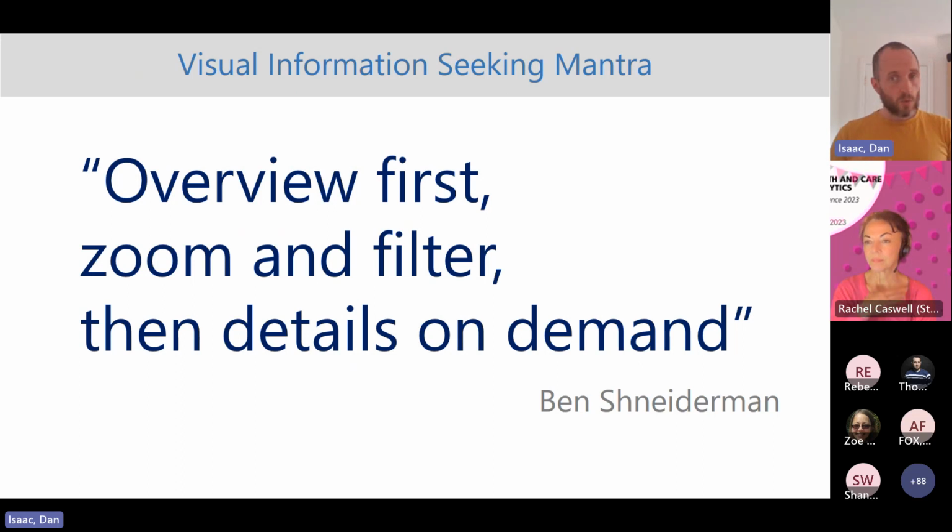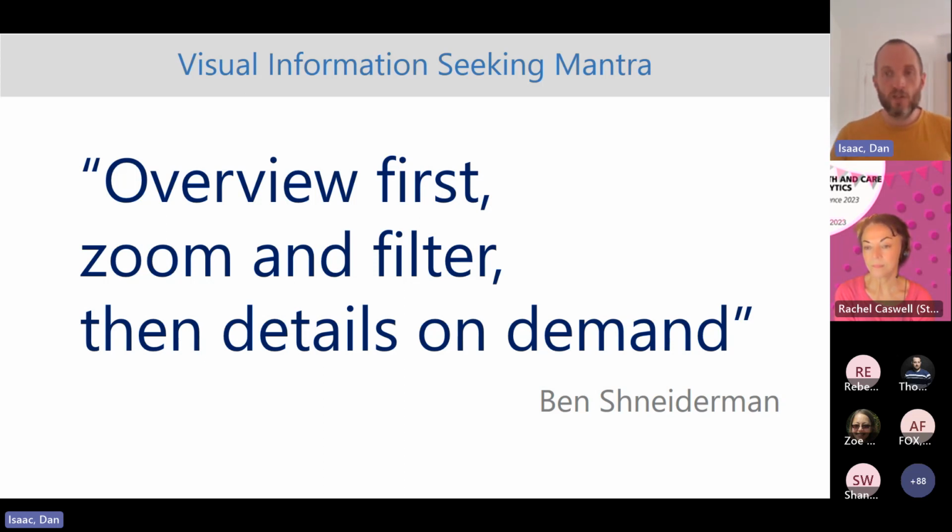There are various ways that we can think about telling stories with data, but as a starting point and as a very quick tip that I would share with everybody, there's something known as the visual information seeking mantra. This is also known as Schneiderman's mantra because it was created by Ben Schneiderman, a computer scientist at the University of Maryland. And he said that you should give the overview first, then zoom and filter, and then details on demand. Overview first, zoom and filter, then details on demand.